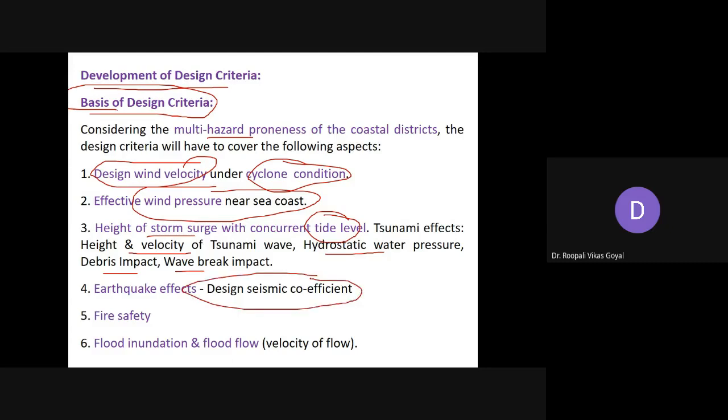So basically you have to consider your design as far as multiple hazard proneness of the coastal district is concerned, and accordingly you have to consider all cyclone factors, then tsunami factors, earthquake factors, as well as fire safety that is to be observed. Then flood inundation, meaning how much flood will come due to tsunami. So what will be the flood velocity, what will be the depth of flood inundation, meaning how much water will go into your area. So these are all the criteria that are to be followed for any development near a tsunami prone region.